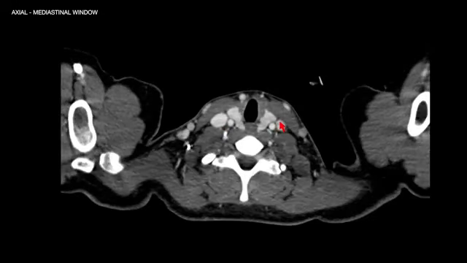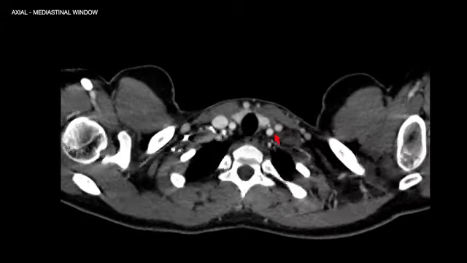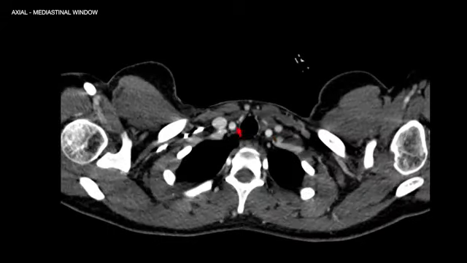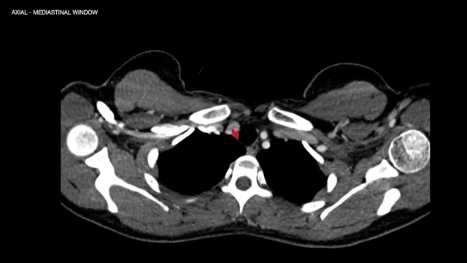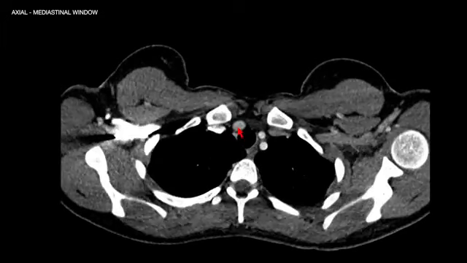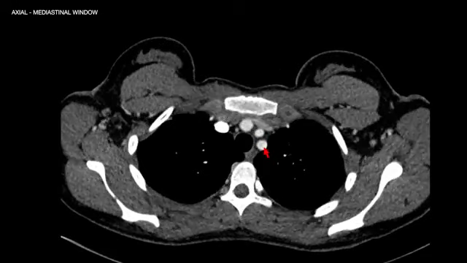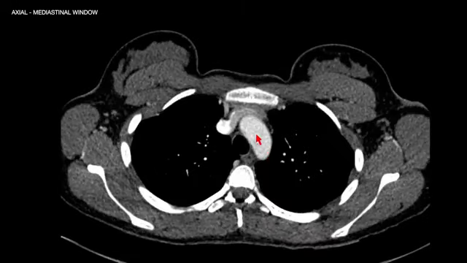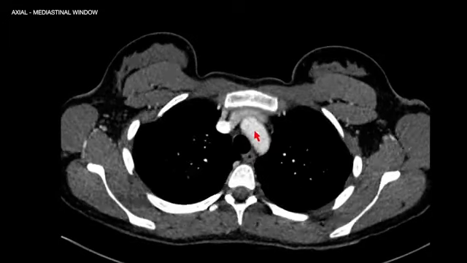Going back to the level of the thoracic inlet, we can now follow the arteries back to the aortic arch. You have the bilateral common carotid arteries. On the right, the subclavian and carotid come together, forming the innominate artery or brachiocephalic artery. Left common carotid, left subclavian, and this is the aortic arch. The normal branching pattern of the aortic arch is a 3-vessel branching like this, but you can have variations.